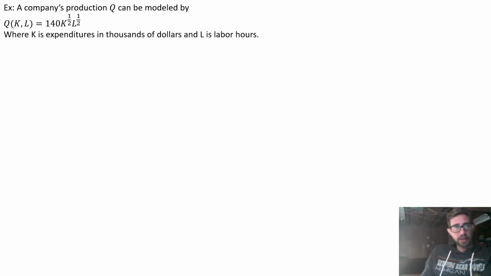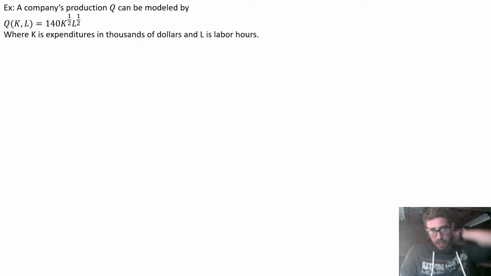One example, just to round it out, let's go back to this Cobb-Douglas production model. A company's production Q can be modeled by Q of K, L, so that's a function of two variables. Maybe one of these days I'll show you the graph of a Cobb-Douglas function. It's 140 times K to the 1/2 times L to the 1/2. So remember, those two exponents always add to 1 in this sort of production model. K is the expenditures in thousands of dollars, and L is labor hours. That's generally how Cobb-Douglas functions work. So we're just going to take some derivatives of this thing and interpret them.